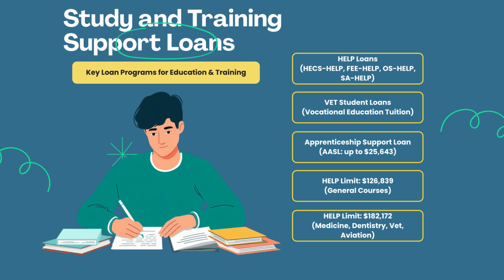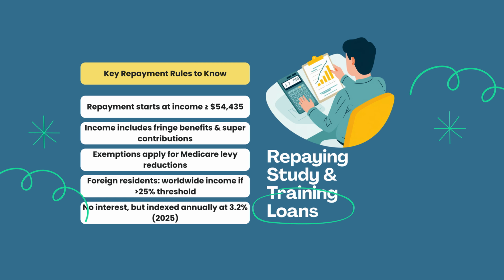Compulsory repayments are triggered when a client's repayment income reaches the threshold, which is $54,435 for the 2025 year. Note that repayment income is broader than taxable income. It adds back things like net investment losses and reportable fringe benefits.